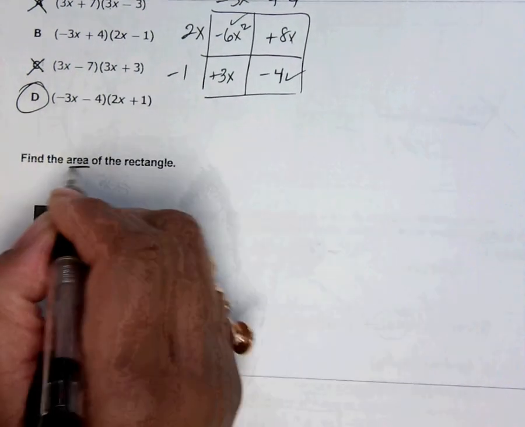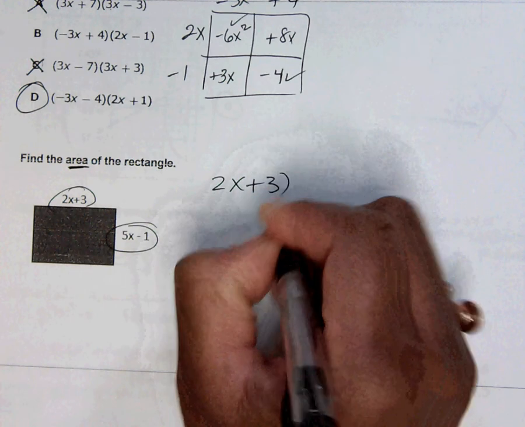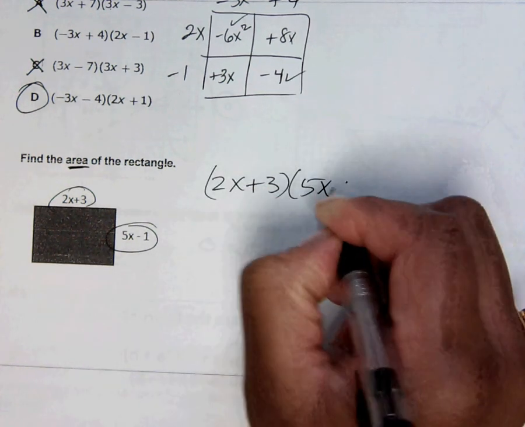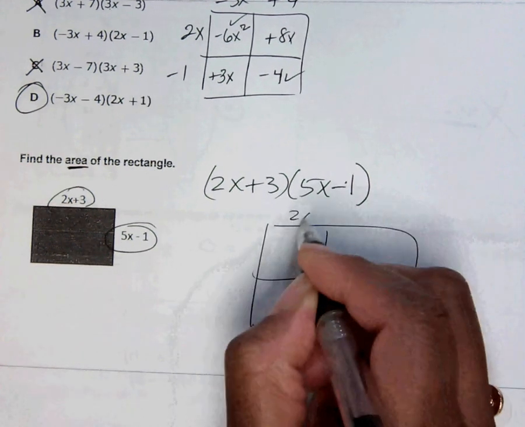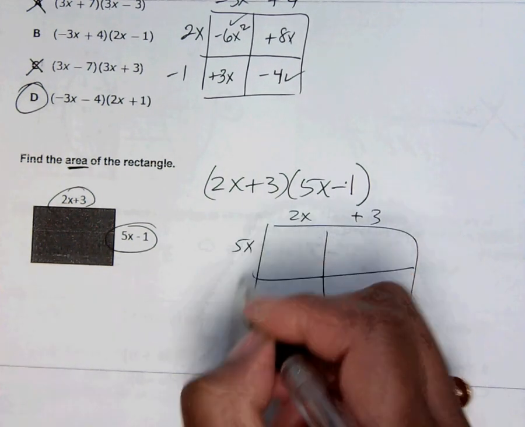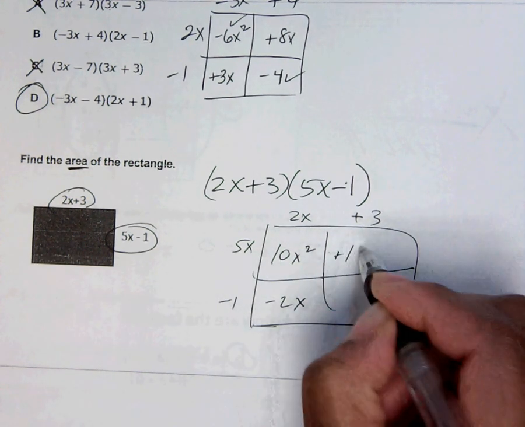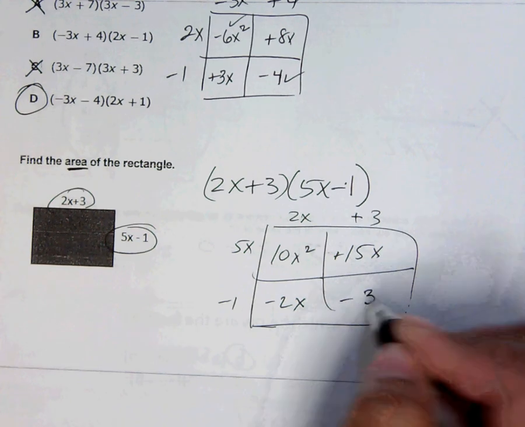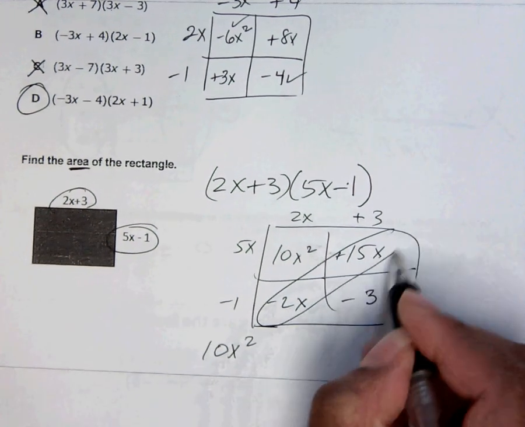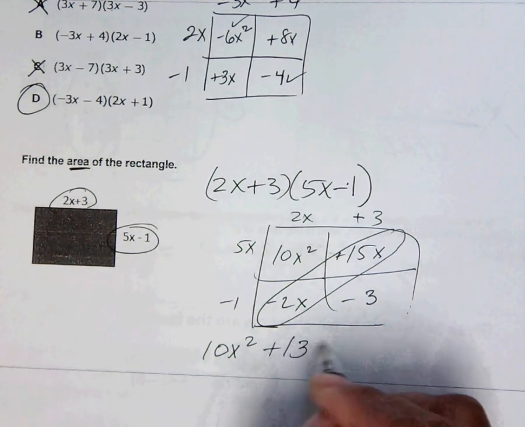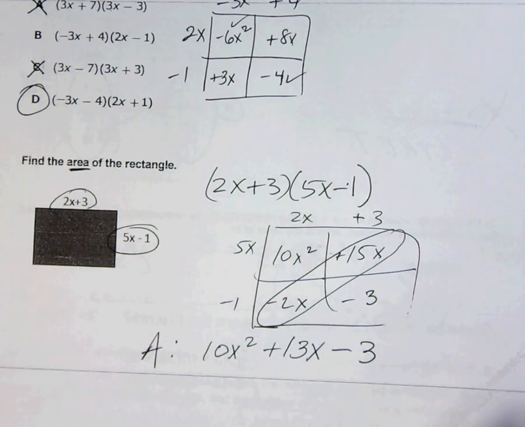It wants the area, so you have to do the length times the width, which means you are using the box again, and you're multiplying. So 2x plus 3, 5x minus 1: 10x squared minus 2x, plus 15x minus 3. So that is 10x squared, and then you always combine this diagonal, which gives us 13x, and then minus 3. So this is the area.